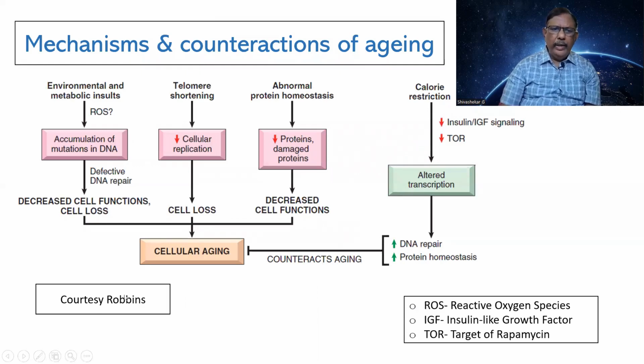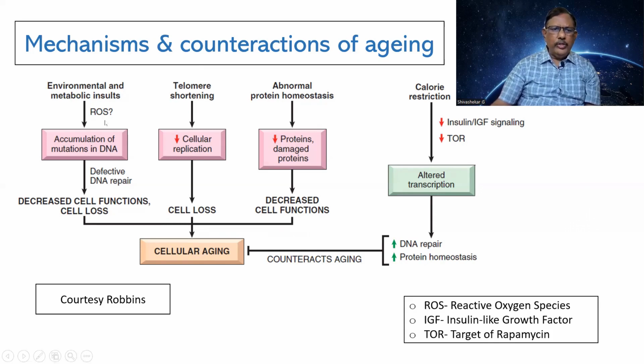Courtesy Robbins, before I proceed. Mechanism and counteractions of aging. On my left half, I find that there is a mechanism of aging. It can be environmental or metabolic insults. It can be telomere shortening. There can be abnormal homeostasis of proteins. So, the expansions are given over here.